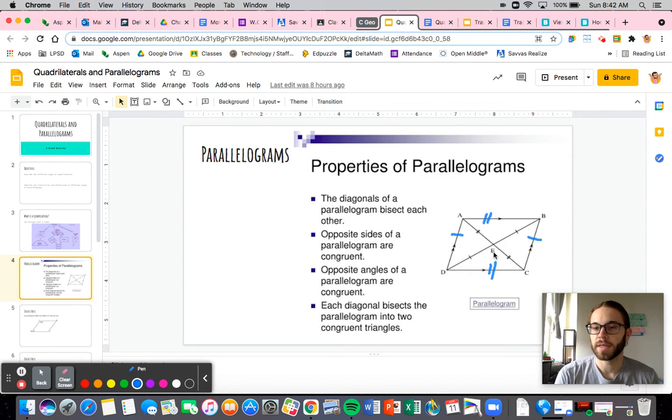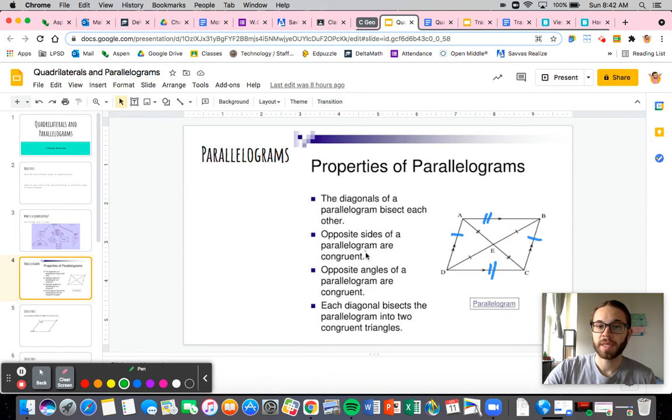And the reason behind a lot of these comes down to the fact that, as you can see, when you draw on the diagonals, you get a bunch of triangles inside. And you can actually show that this triangle and this triangle are congruent. And then you can also show that this triangle and this triangle are congruent. And from there, you're able to determine a lot of this information. So we have that the opposite sides are congruent. Opposite sides are parallel and congruent.